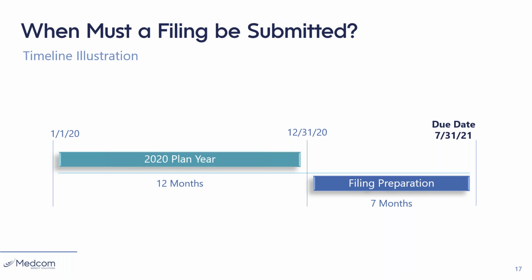And when exactly is the filing submitted? Filings are always due 7 months after the end of the plan year or coverage period for the group. So here we'll assume that this is a wrapped plan and they operate on a calendar year. They run 1/1 to 12/31, in this case for the 2020 plan year. So for a 12-month full plan year, their filing will be due by July 31st, 2021, 7 months after the plan year ended.